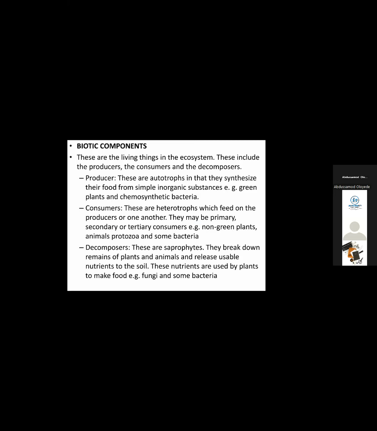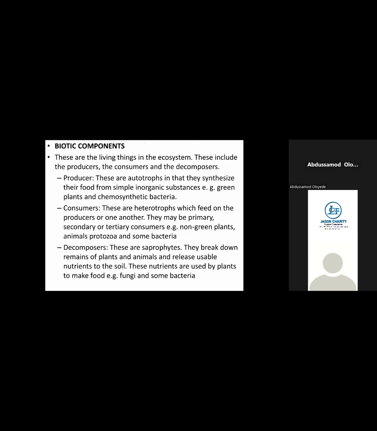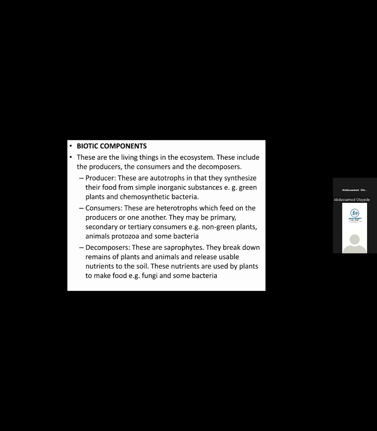The producers are the autotrophs. They are organisms that are able to manufacture their own food by themselves. These are mainly green plants, but there are also non-green organisms that do so. Examples of non-green organisms that manufacture their own food are Azotobacter and Nitrosomonas.